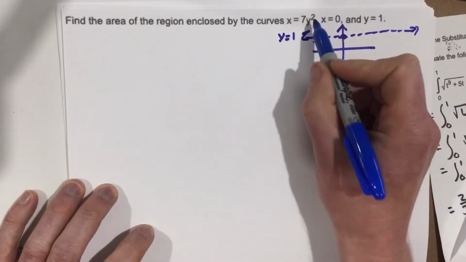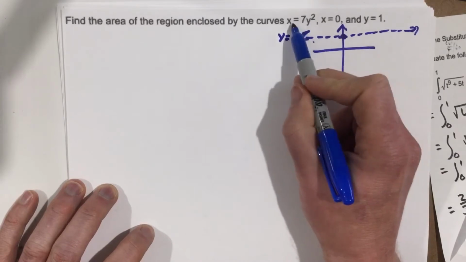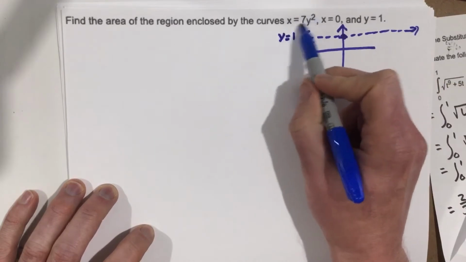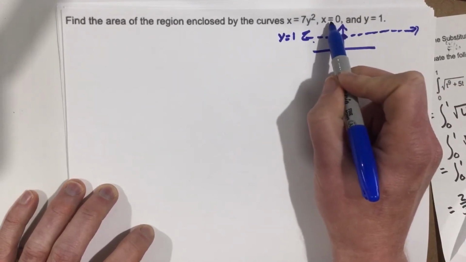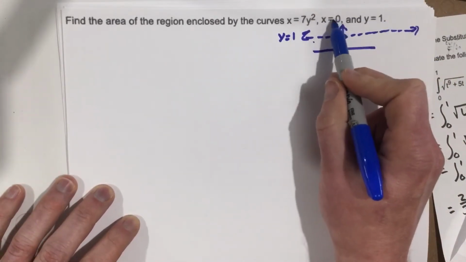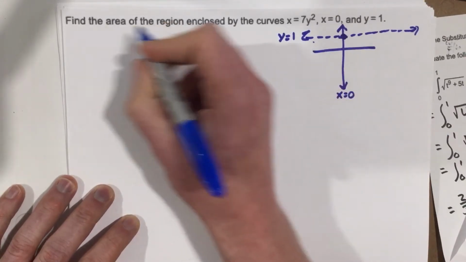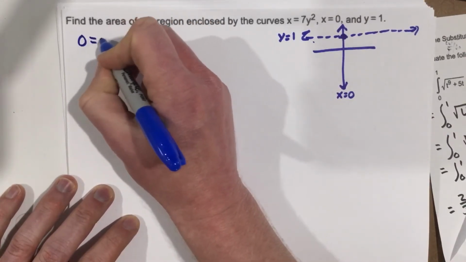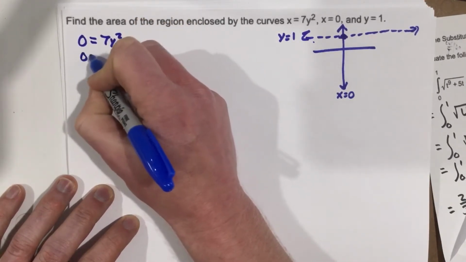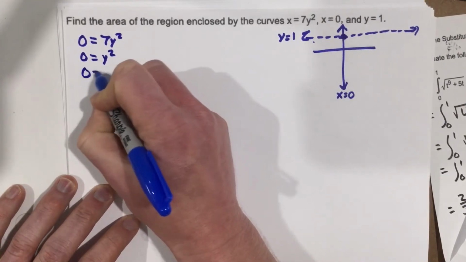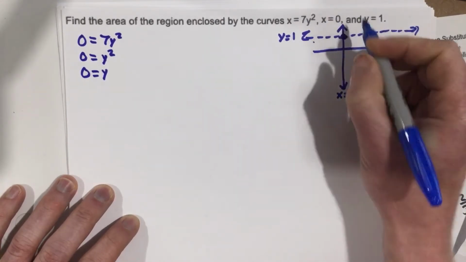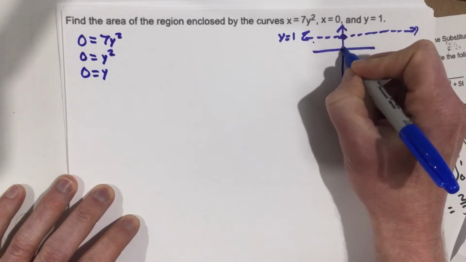The real question is, where does this function, which if you notice doesn't say y equals, it says x equals, which means it's a sideways parabola, intersect x equals 0? And where does this function intersect y equals 1? We can find where they intersect by plugging in 0 for x and solving for y. So 0 equals 7y squared. We divide by 7, 0 equals y squared. We take the square root, we get 0 equals y. So this function and this function intersect at y equals 0, right there.